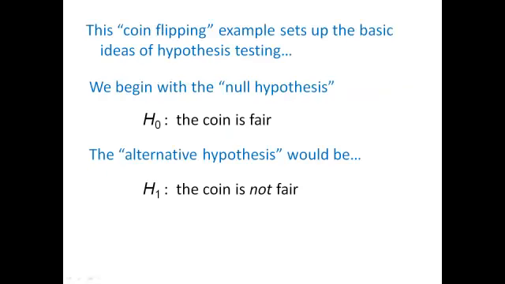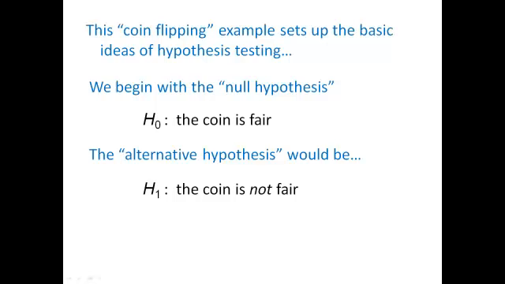Now, this coin flipping example sets up the basic ideas of hypothesis testing. We're going to begin with something called the null hypothesis. And in the next video, we're going to talk in more detail about exactly what that means. But for now, we'll just say that our null hypothesis in this example is going to be that the coin is fair. We denote the null hypothesis with the symbol H sub 0 or H0, sometimes called H naught.